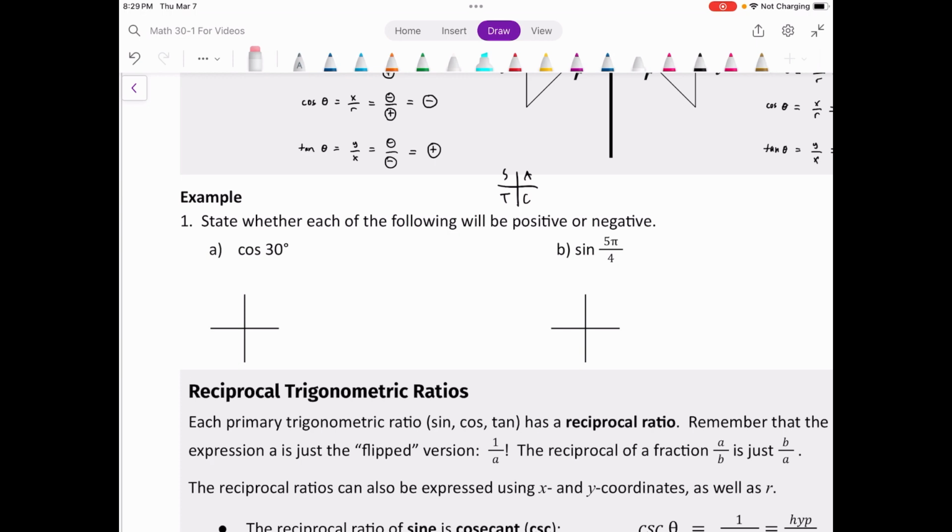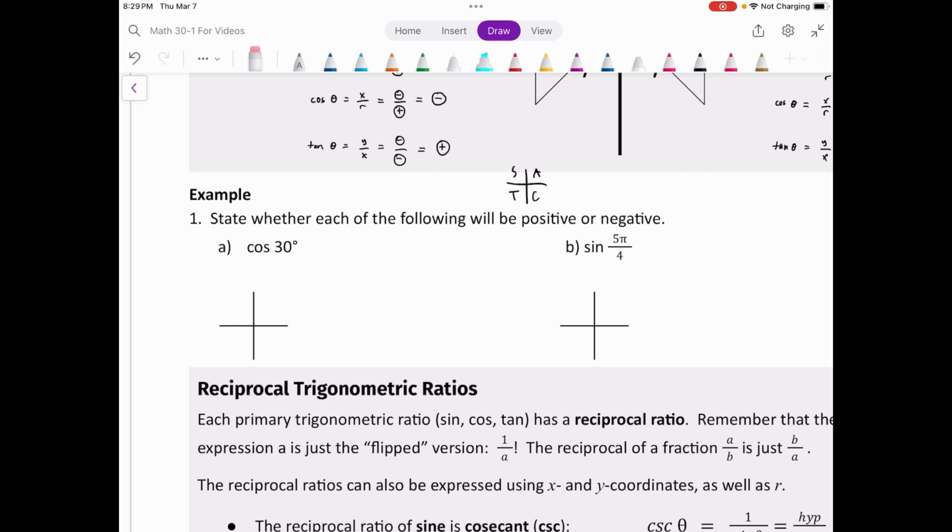So it wants us to state whether the following will be positive or negative. Cosine of 30 degrees. Well, we can use CAST here, right? Which quadrant is 30 degrees in? Well, if this is 0, this is 90. Starting from 0, rotating that way, we're not even to 90, so we're in quadrant 1, so we can predict it'll be positive. They are all positive in quadrant 1, so it will be positive. Cosine of 30 degrees will be greater than 0, okay?